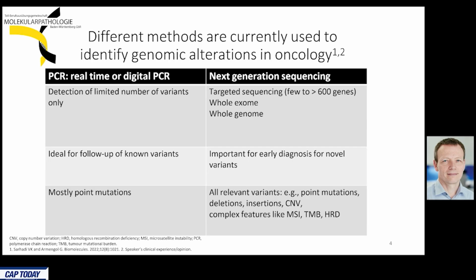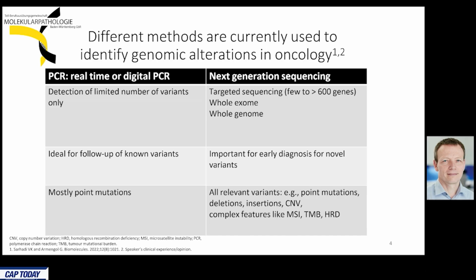Please allow me to briefly introduce the methods we use to detect genetic alterations. The most simple and very known method is the PCR, which is able to detect a limited number of predefined variants, which are mostly point mutations. And it's ideal for follow-up of known variants because it's highly sensitive and quite inexpensive.